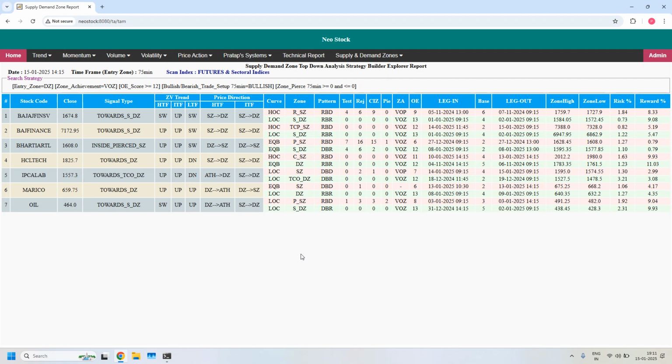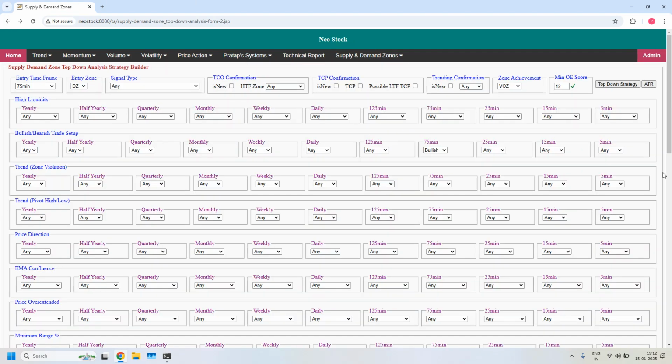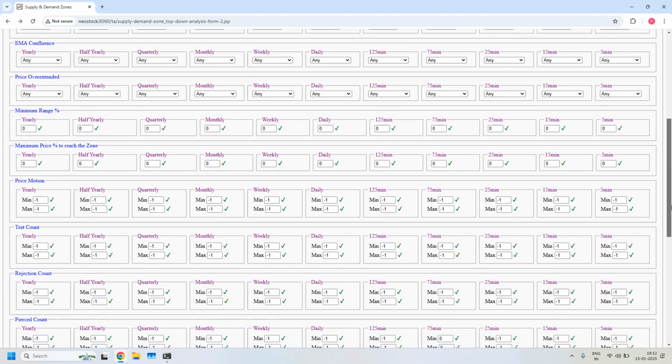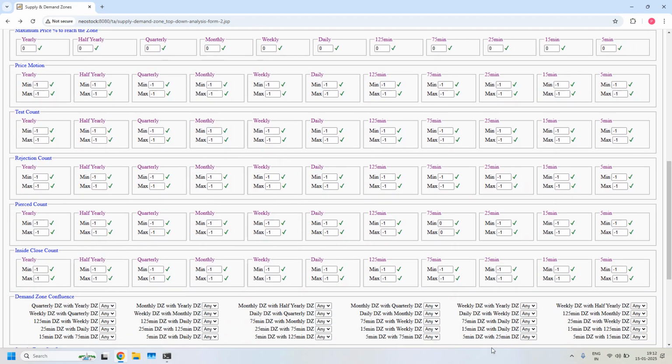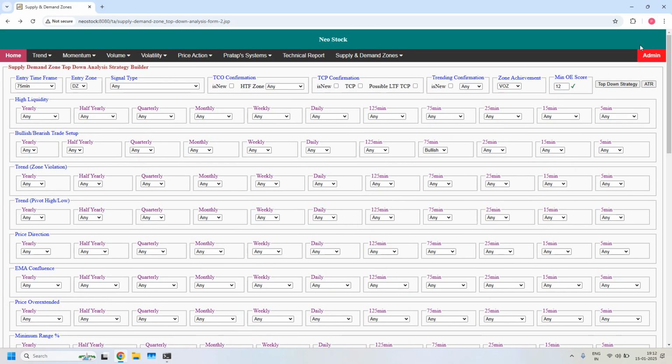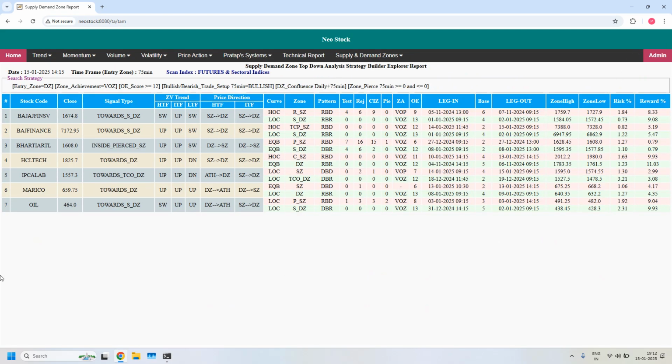So first filter is LTF and ITF demand zone confluence. That is 75 minutes and daily demand zone confluence. So with this filter, all 7 stocks are having ITF confluence. That means these 75 minutes demand zones are part of the daily demand zone. They are overlapped with the daily demand zone. And the daily trend is up in all these stocks.